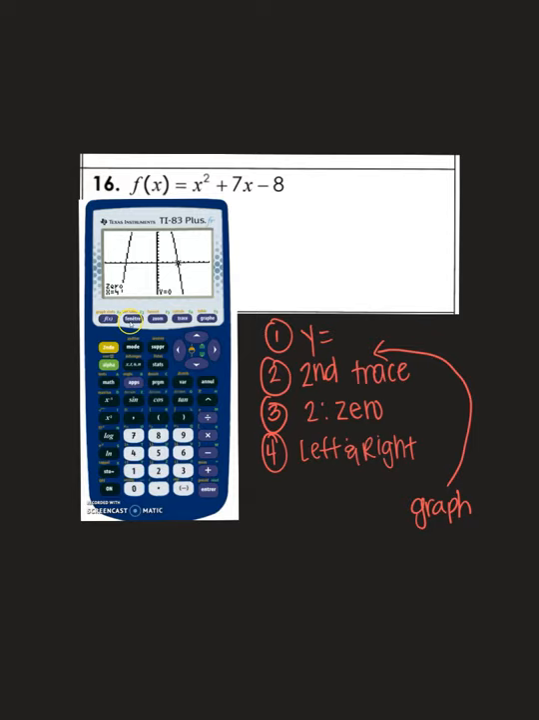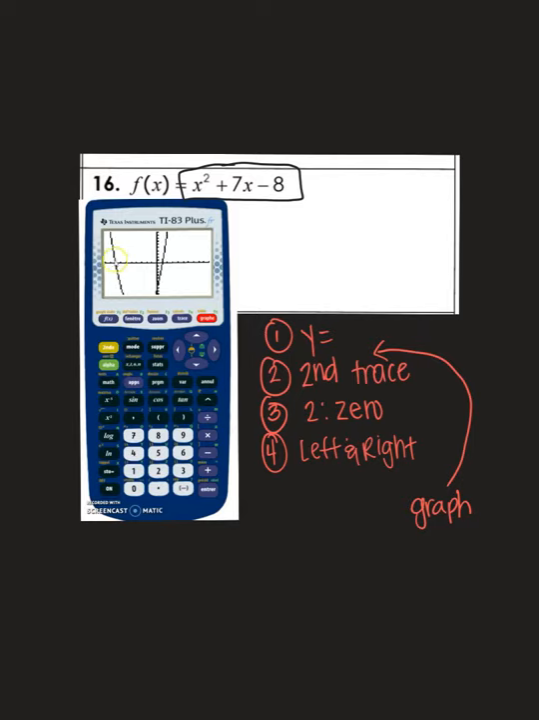All right, so let's go ahead and make sure that we type in our function into the graphing calculator. So let's go to our graphing calculator. Let's clear this out by hitting second mode, go to y equals and hit the clear button to clear out the old equation. Let's type in x squared plus 7x minus 8 and hit graph.